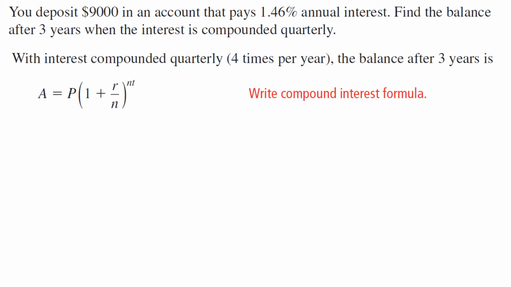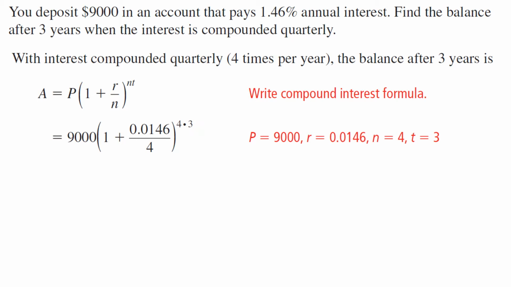Again, principal P, we deposited 9,000. Rate, remember, I got to change that 1.46% to a decimal. And of course, n is going to be 4. Time is going to be 3 years. I'll probably simplify that up a little bit. I could have done the 4 times 3 is 12. Grab a calculator, pound some buttons, kapow.